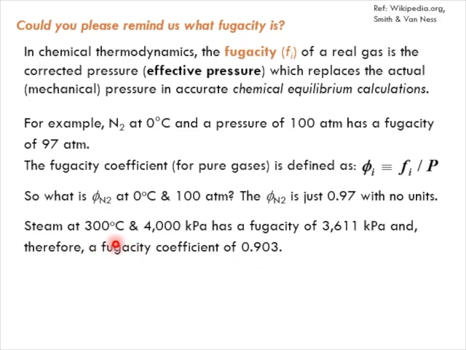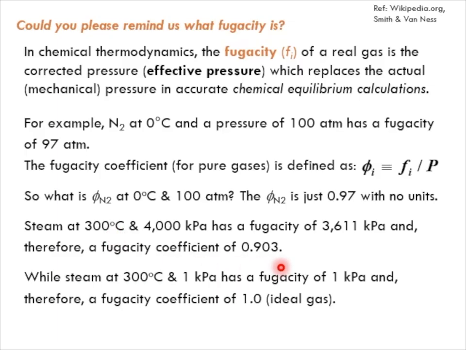And as you know, steam at such a high pressure and relatively low temperature does not behave ideally. Therefore, its fugacity coefficient is only 0.9. While steam at 300 degrees C and 1 kilopascal, very low pressure, has a fugacity of 1 kilopascal, and therefore the fugacity coefficient is 1. Therefore, the steam is behaving ideally at these conditions.